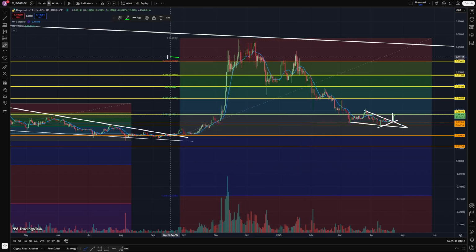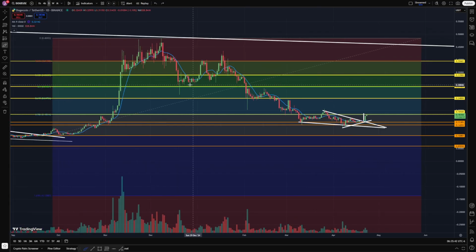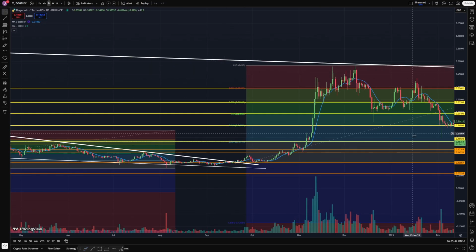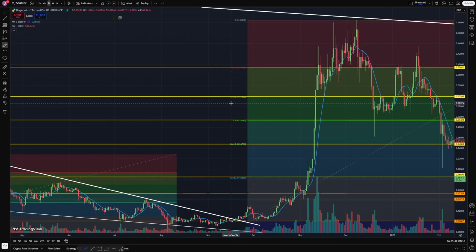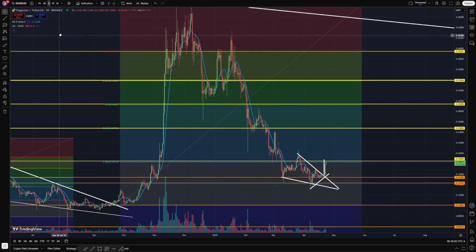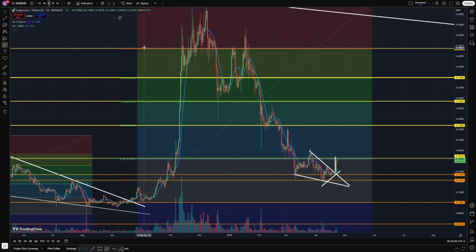So we have this one, let's see, what is it? I forget the actual numbers. It's the 23%, the 38%, the 50%, 61%, and the 78%. Yeah, something like that. Anyways, we watch these levels. I've been watching these levels. I've been dollar cost averaging in as we go down, so it gives me levels to watch. And these levels act as support and resistance.